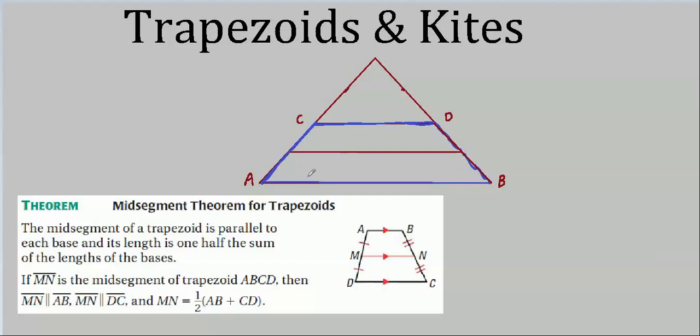So if this helps you remember it, fine. If not, I guess you can just memorize it. That works too. But if you cut a trapezoid with a midsegment, you'll end up with a line that's parallel to the two bases, and the length is the average of the two bases.